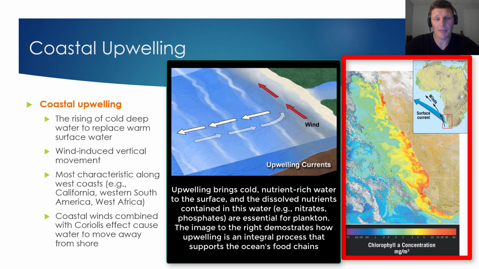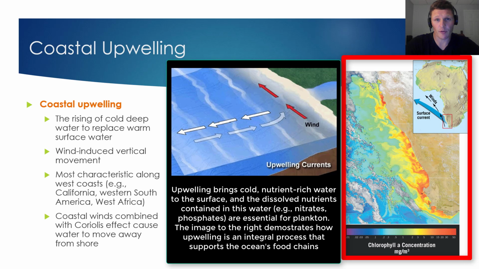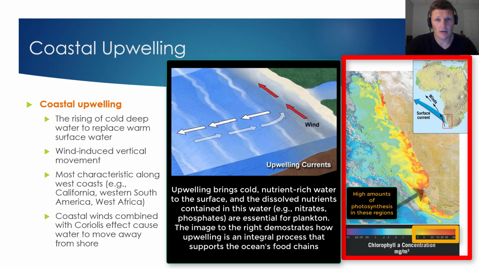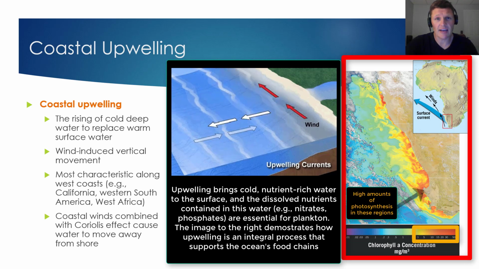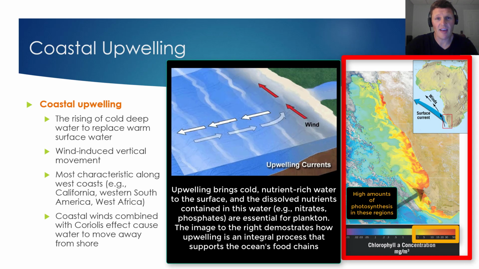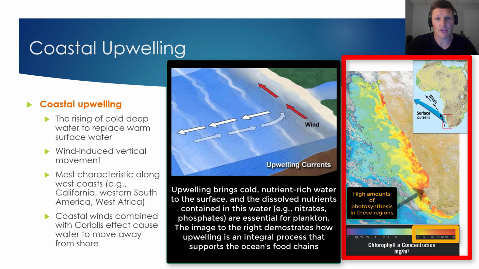Upwelling brings significant amounts of dissolved nutrients like phosphates and nitrates to the surface. These nutrients are essential for plankton, and plankton support extensive populations of fish and other organisms. In this color-coded image, the red and yellow correspond to really high concentrations of chlorophyll, and high chlorophyll concentrations indicate high amounts of photosynthesis. All of this photosynthesis is heavily reliant on the upwelling of nutrient-rich water from deep in the ocean.